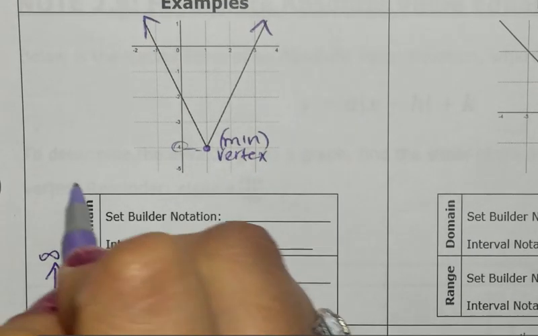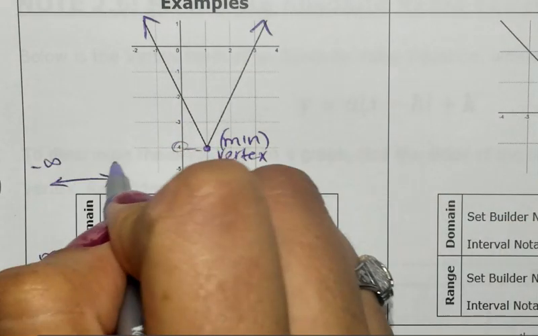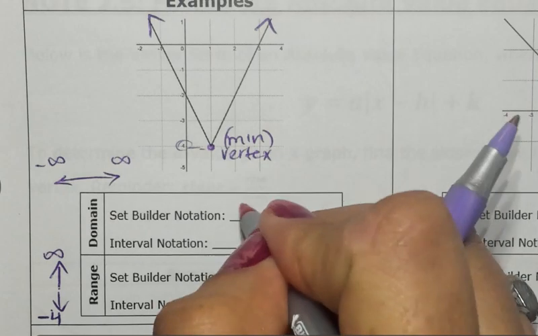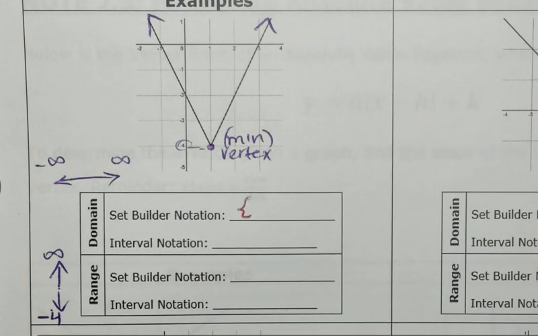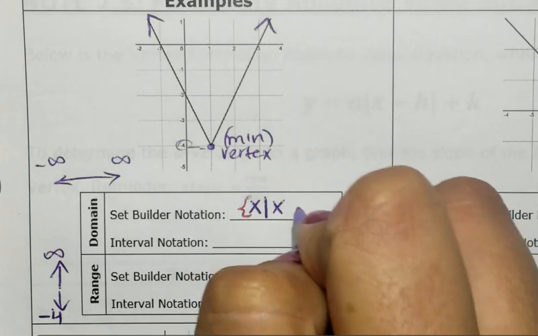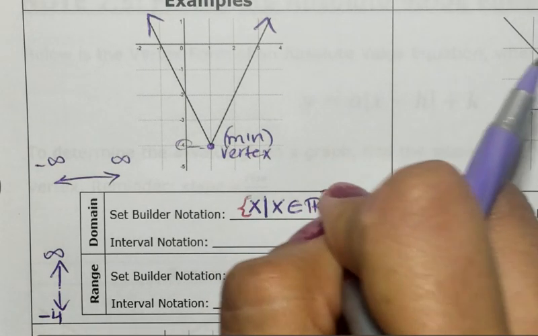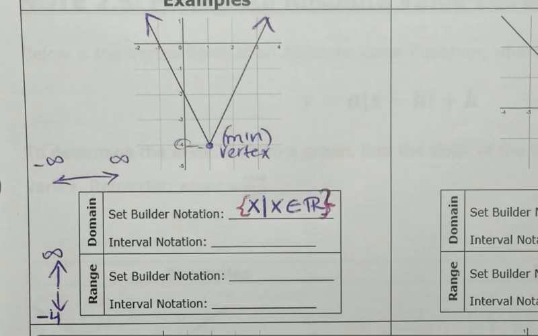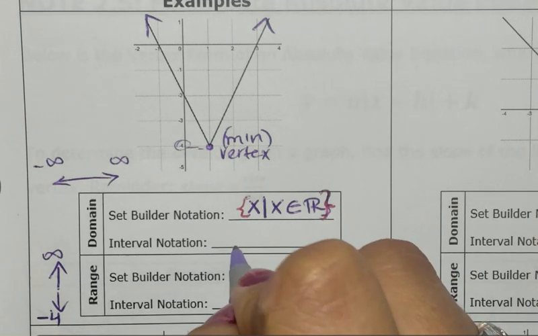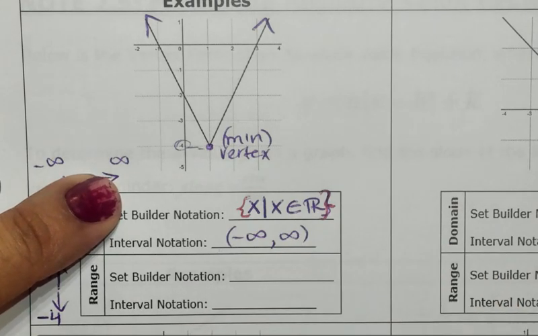For domain, we're looking at it left and right. So the arrow is going left forever, right forever. So it's negative infinity, positive infinity. All right, for set builder notation, we're going to write the little curvy braces and then x such that x is an element of all real numbers. So it's going left and right forever. That means every number is being used. For interval notation, following the minimum, comma, maximum, minimum is negative infinity, maximum positive infinity, parentheses around because it's never touching.